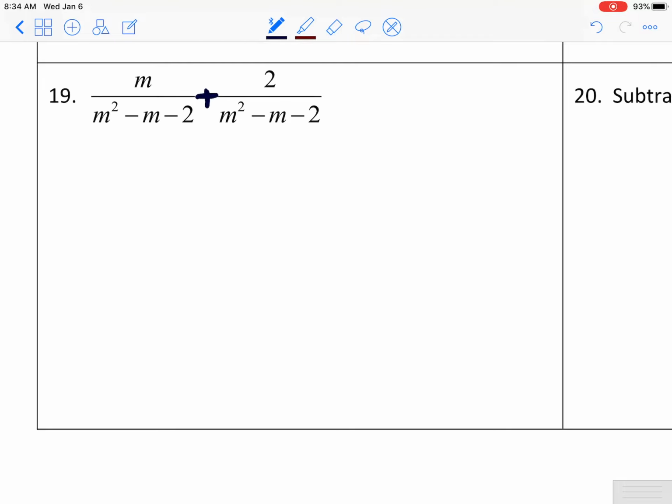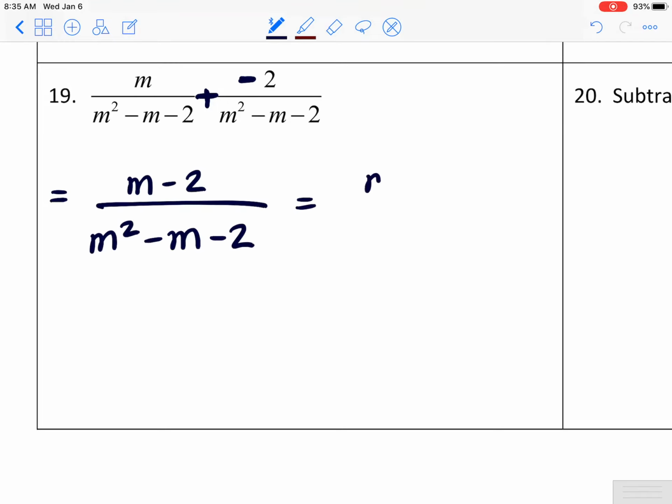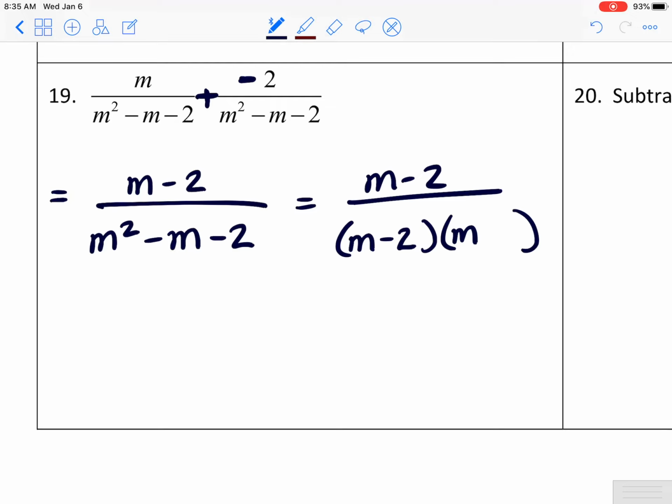So we can change subtraction to addition and change the sign of that. So that leaves me with m minus 2 on the top. Keep my denominator. So I'm going to try to factor that bottom. Okay. So I would have to have a -2 and a +1. So these cancel. So I'm left with 1 over m plus 1 as my final answer.